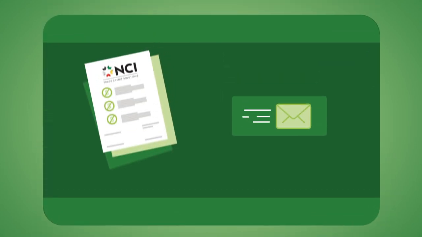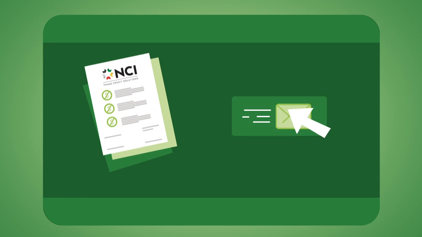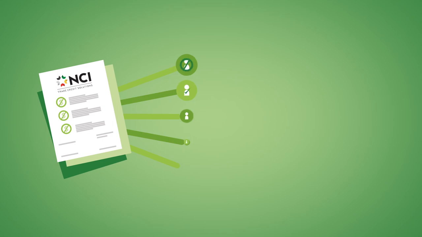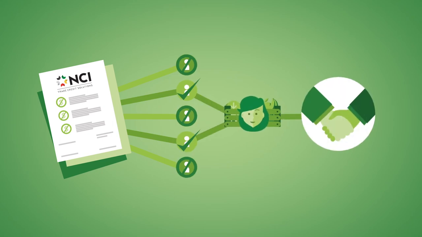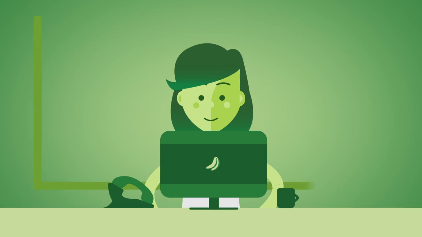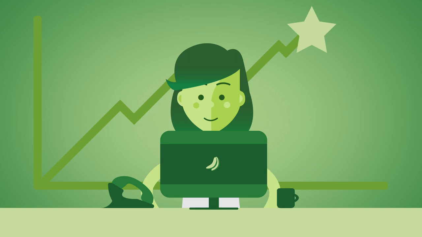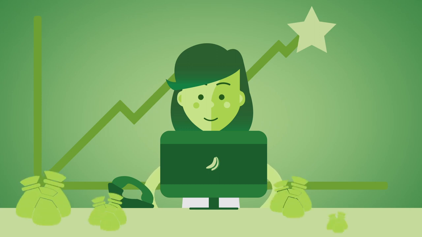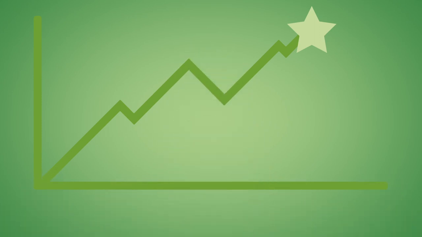Sam isn't worried. She gathers her required documents and submits a claim to NCI. NCI negotiates the claim with her insurer and secures the best outcome for her business. All the while, Sam is continuing her day-to-day business operations. Not long after, Sam receives the money from her claim into her account, putting cash straight back into her business.